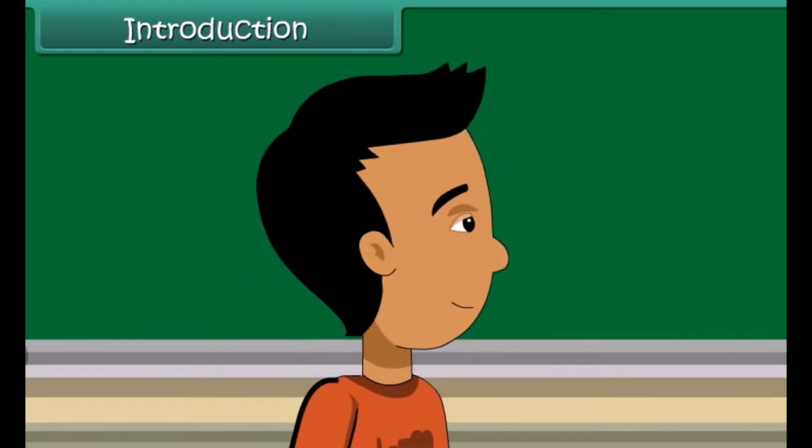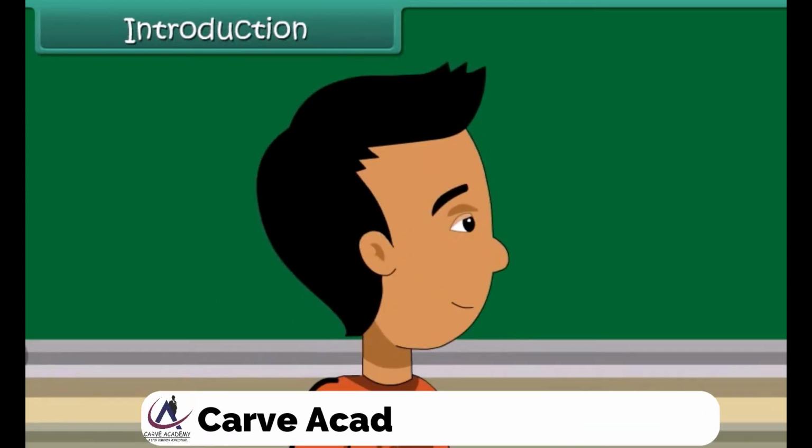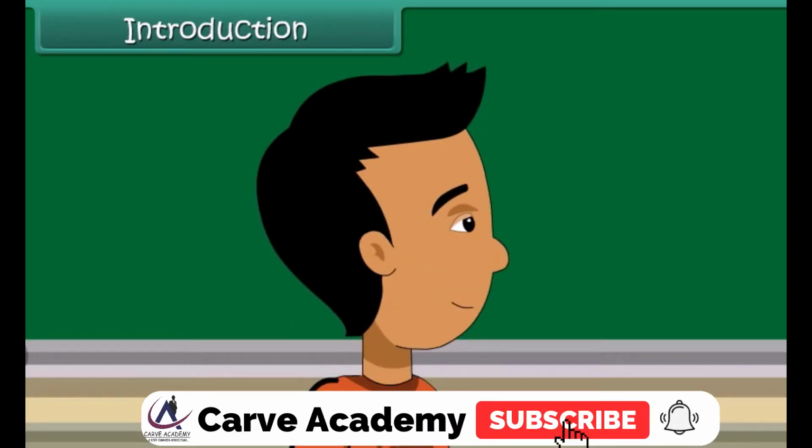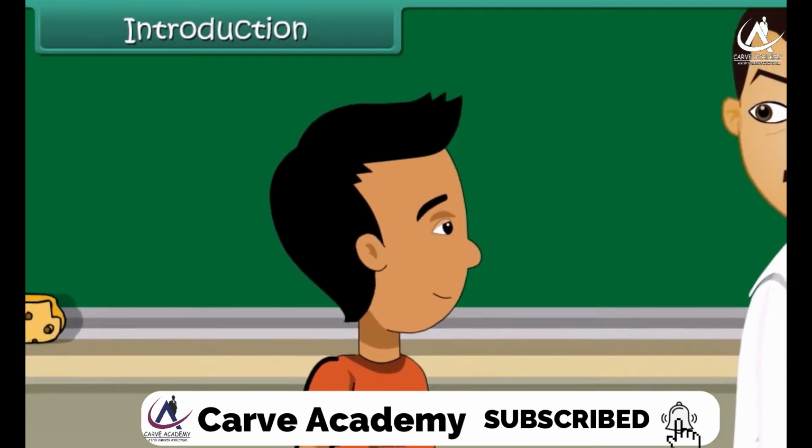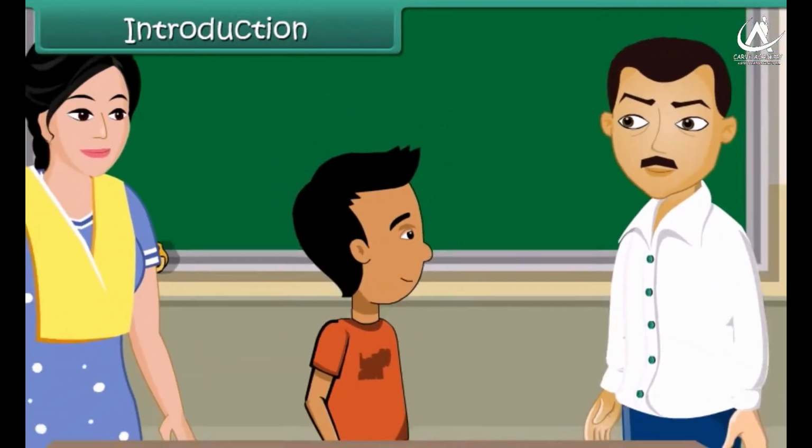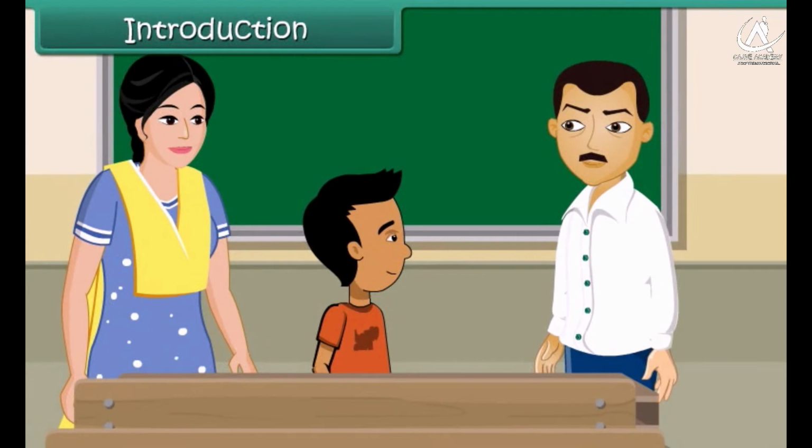Introduction. Ramesh is a bright boy, 8 years of age. He studies in a government school. Today he has accompanied his mother to the parent-teacher meeting. The teacher has one complaint.